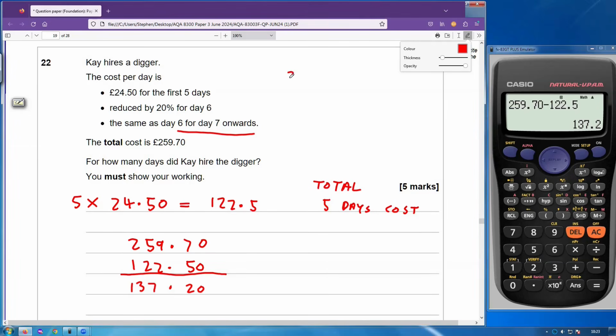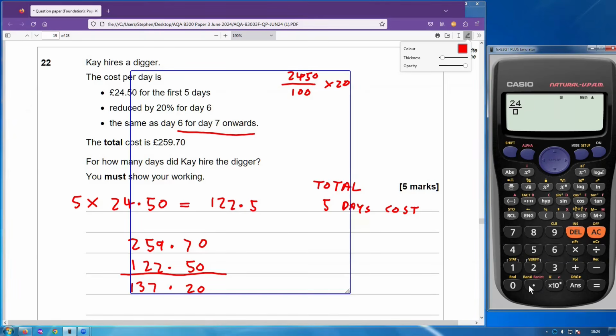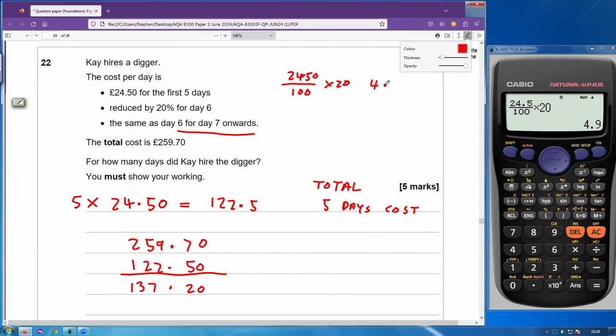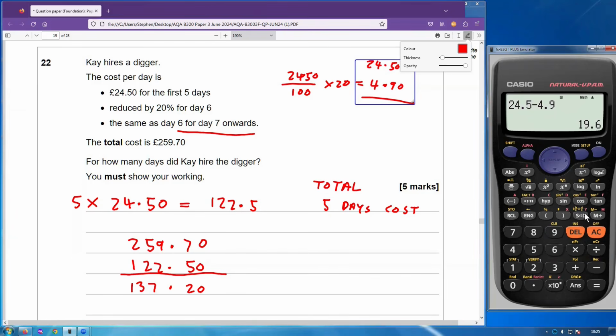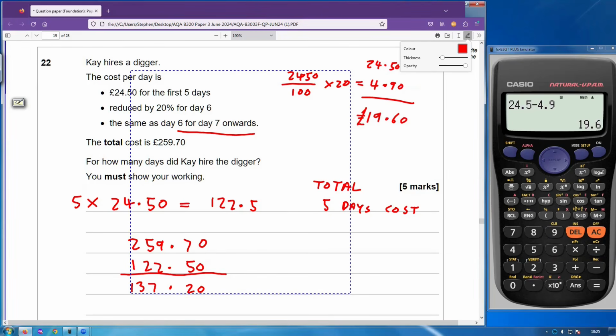So let's do this one first. £24.50 over the 100 times by 20. That's how much we take off. £4.90 comes off of that. So £24.50 minus that. £19.60 is the daily cost from 6 days onwards. And we just divide this £19.60 into the £137.20 to find out how many days there are.